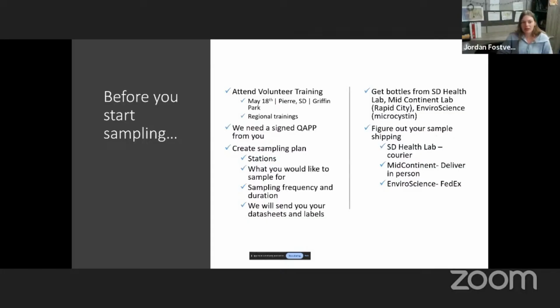Then once you have all that lined up, before you start sampling, you need to get your bottles from either the Health Lab, Mid-Continent, or EnviroScience, depending on what you're sampling for. And then you need to figure out how you're going to ship your samples. If that's the Health Lab, you can use the courier service. If that's Mid-Continent, you can deliver them in person. And then if you're doing EnviroScience for Microsystem, they use FedEx.